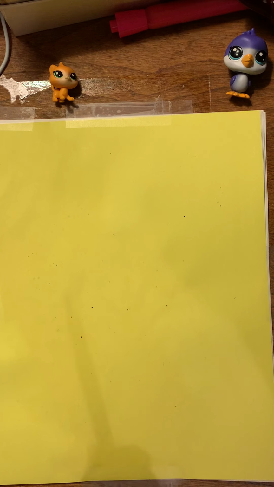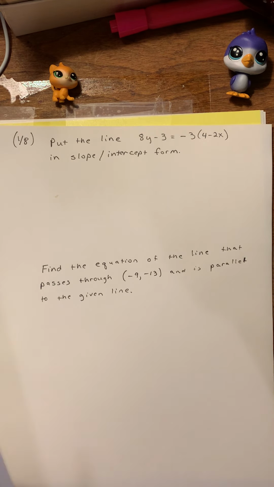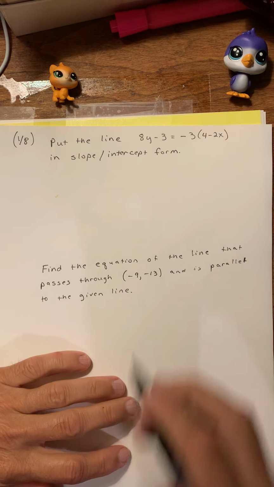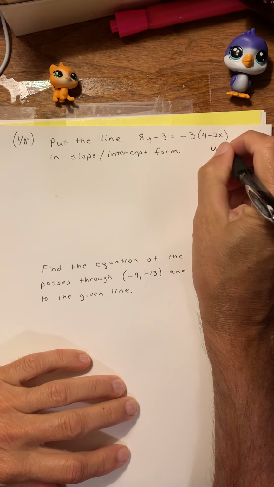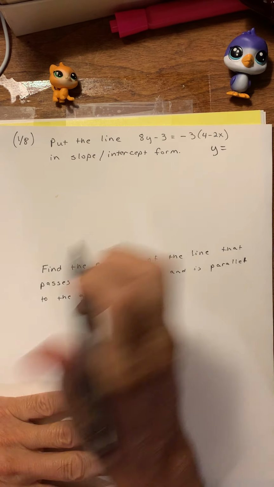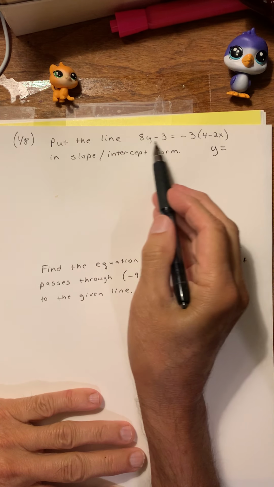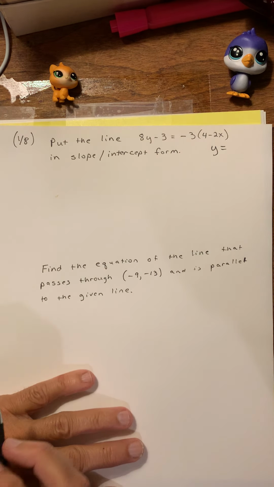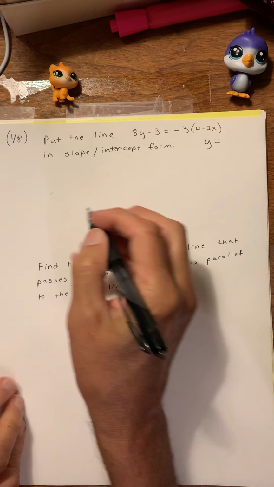All right, let's work a few problems. This says, put this line in slope-intercept form. Now, you know slope-intercept form is y equals, right? So I'm going to have to express this guy in terms of y equals. So let's simplify this guy.